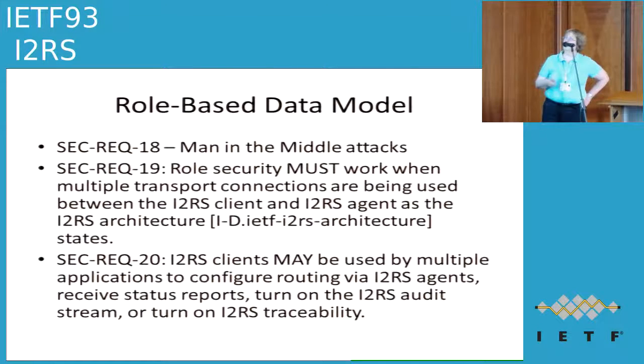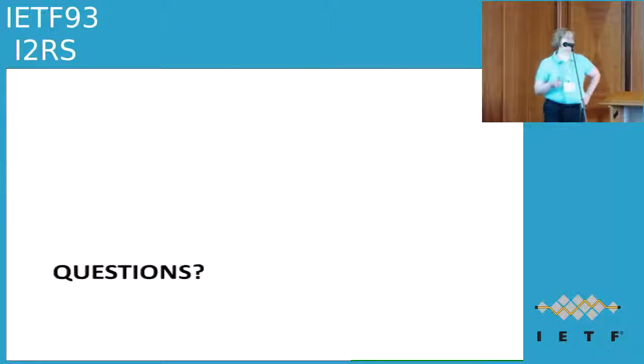Same thing, another man-in-the-middle attack. Role security must be used, and I2RS clients may be used by multiple applications, and you need to be able to turn on the audit stream or turn on the traceability. And I think we considered in the audit stream that the traceability was the appropriate level for most audits. If you think the audit stream should be deeper, please let us know so we can work through some of the requirements. That is the end of my piece.